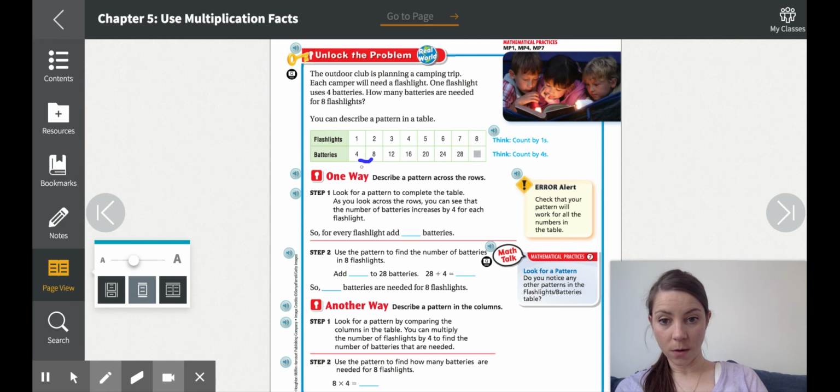From 4 to 8, I had to add 4. Now, how do I get from 8 to 12? 8 plus 4 is 12. To find a pattern, I have to make sure it does it over and over and over again. I'm going to check a couple times just to make sure I really do have the pattern. How do I get from 12 to 16? Add 4.